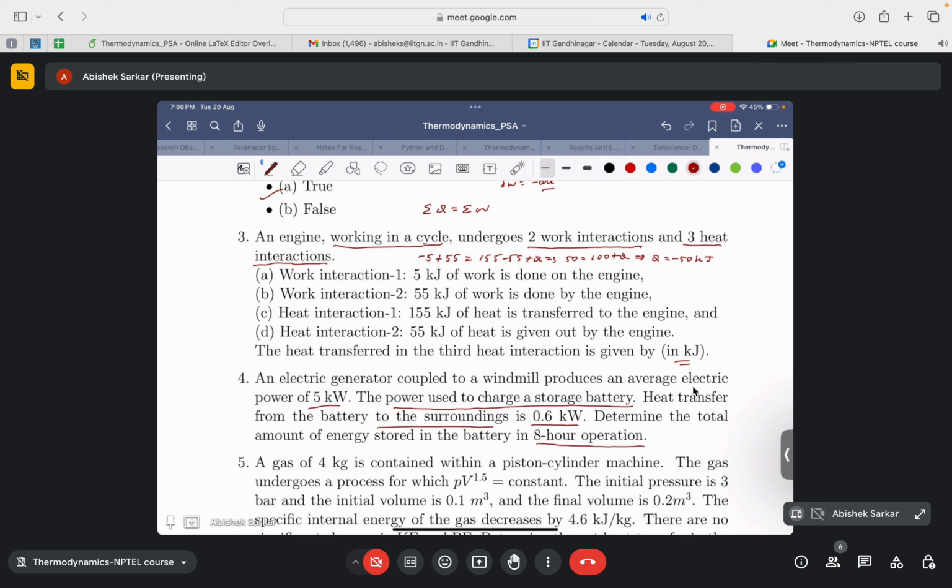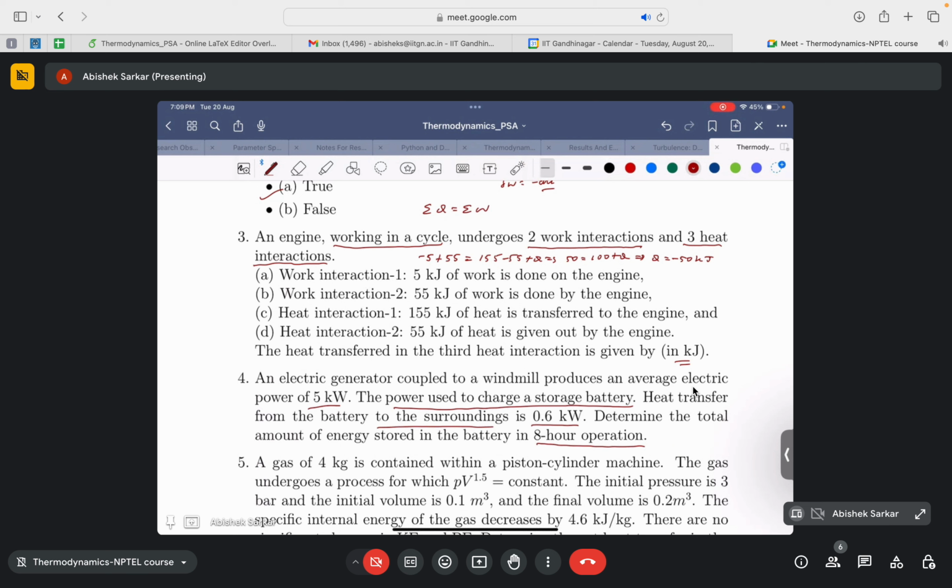Okay. So you can see that the heat interactions and work interactions are given in terms of watt, and the time of operation is also given. So to find the net heat interaction and work interaction, you need to find it in terms of kilojoules or joules. You can do it by multiplying the power with the time of operation. Then tell me the net internal energy that is stored in the battery during this time of operation. Again, a very simple application of the first law of thermodynamics, but the tricky part here is the application of the sign convention and what system you are going to choose. Would it be the generator or the windmill or the battery?